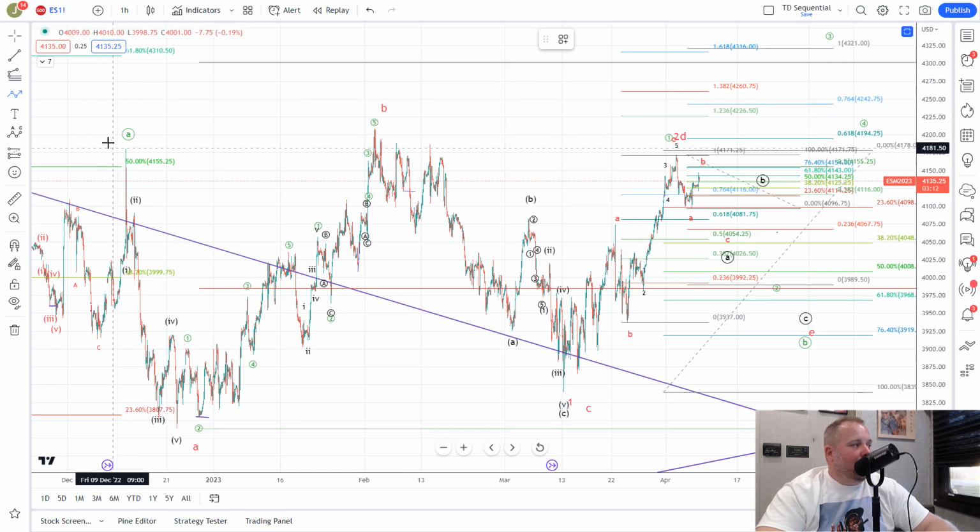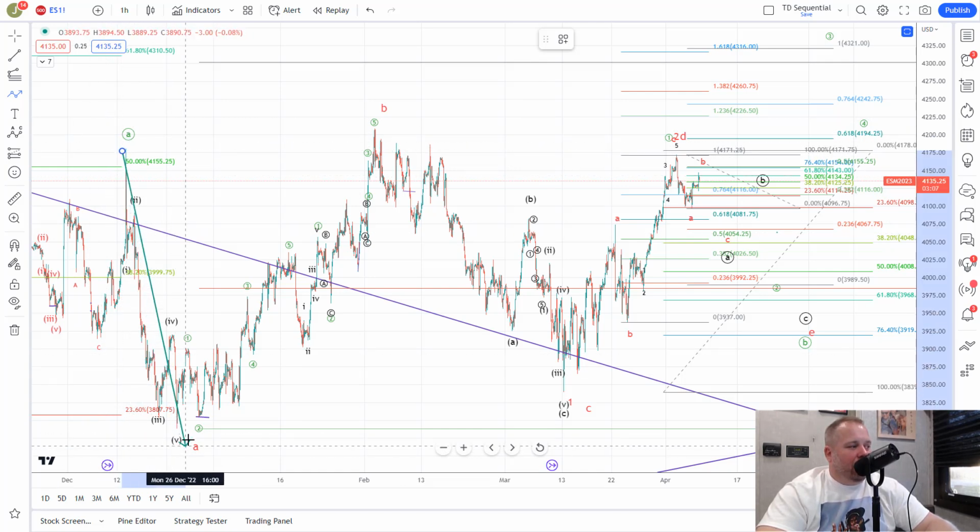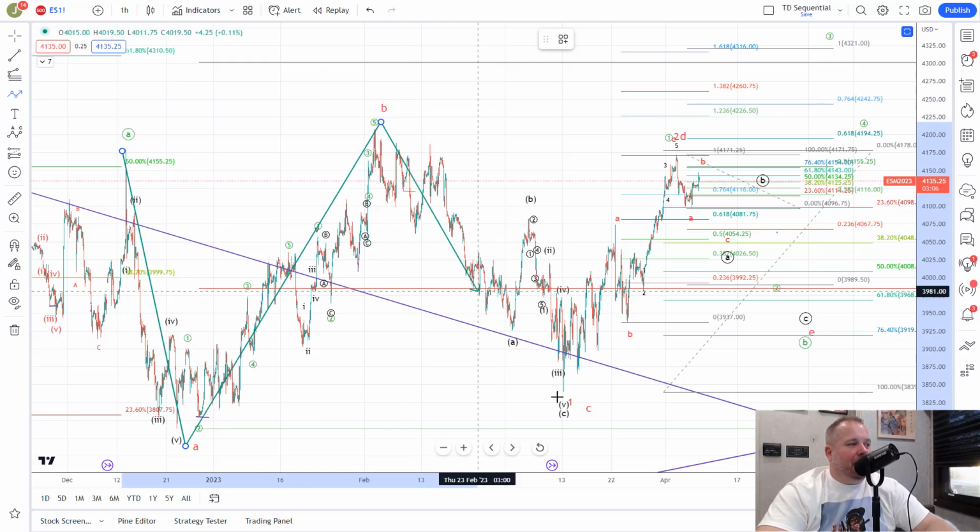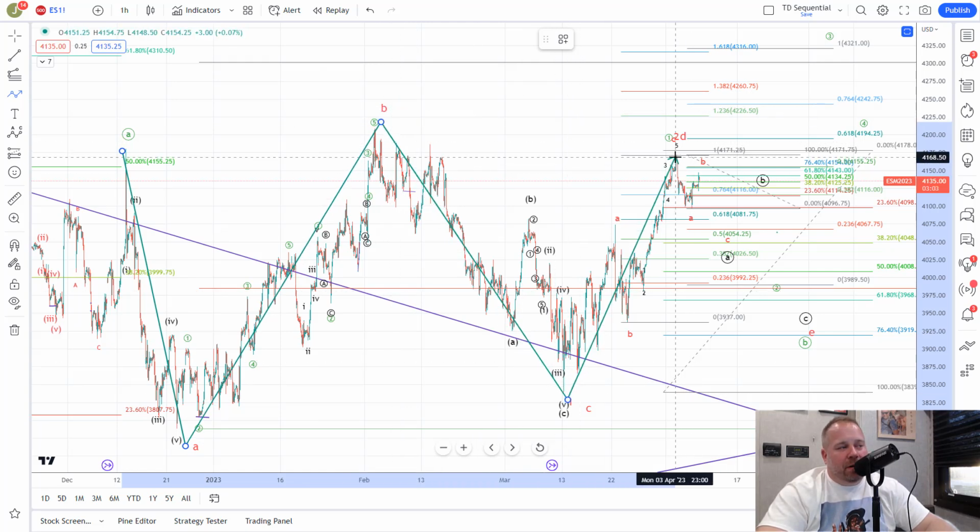So from this A wave high, it does look like we are tracing out a triangle where we got A down, B up, C down, D up, which we could have just completed, and then we're looking for this E wave down toward the 3900, 3950 area on the ES, which is the futures chart of the S&P 500.